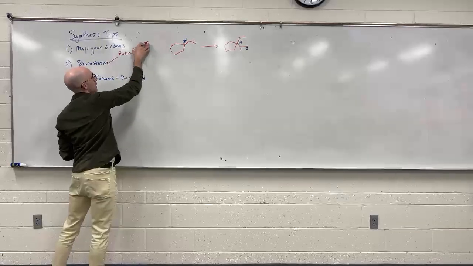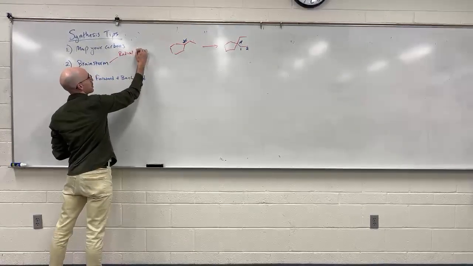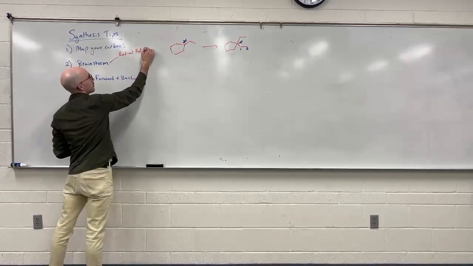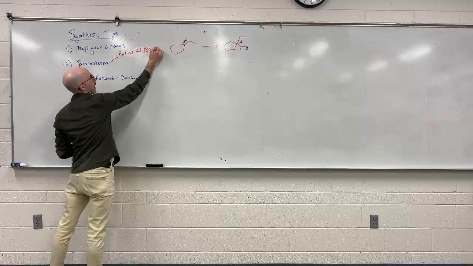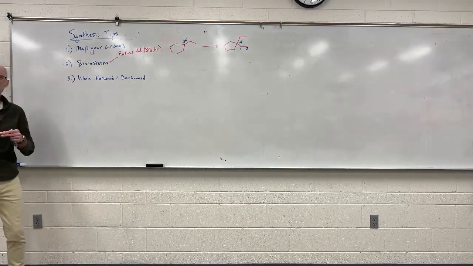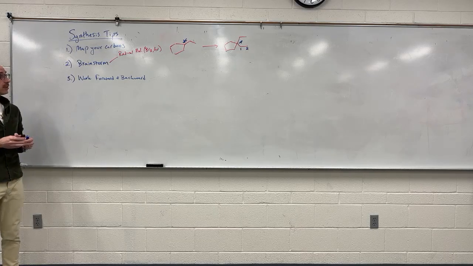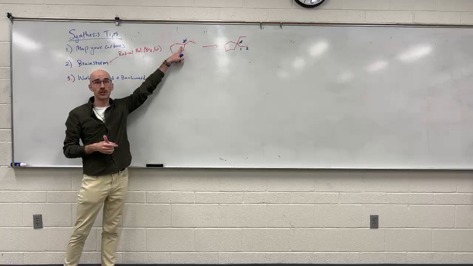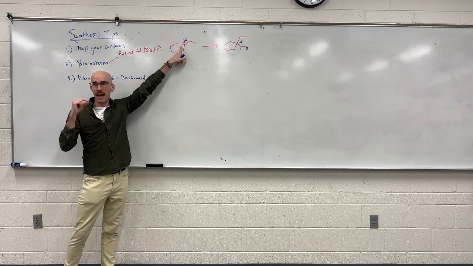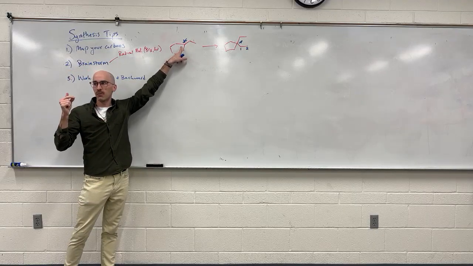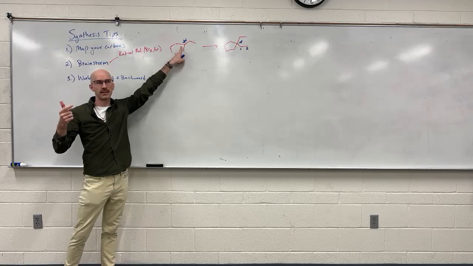Radical halogenation, I don't know why I stopped putting halogenation, but that's going to be Br2 and light, and that is a regioselective reaction. It will always place the new bromine at the most substituted carbon. Hey, conveniently, that's my starred carbon. So by mapping, I'm able to kind of use my brainstorming to validate what I'm thinking of.